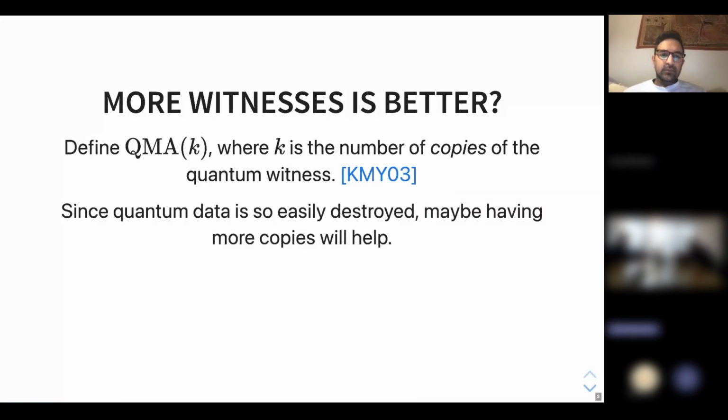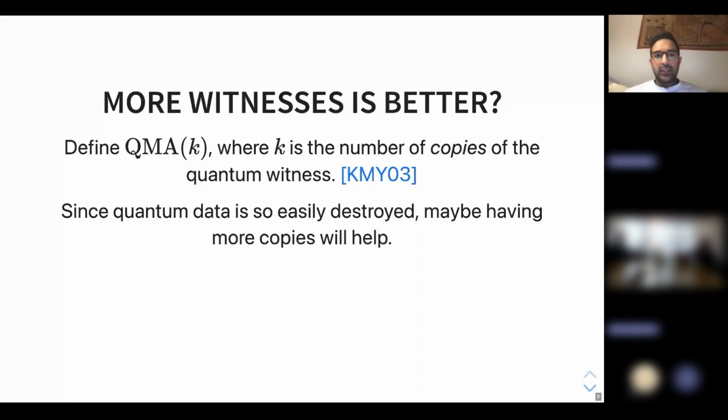Sorry, can I already interrupt and ask a dumb question? Yeah, sure. So when you say K copies, are we assuming that they're identical copies, or are we just assuming that you're given K tensor product states? How does one think about it? That's a great question. It turns out it doesn't matter.